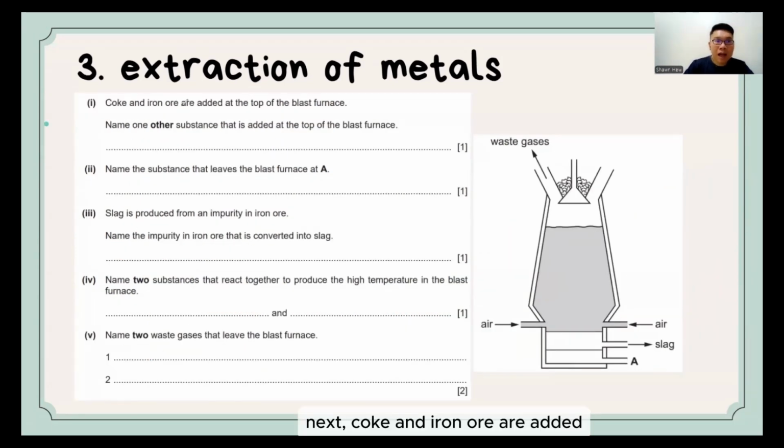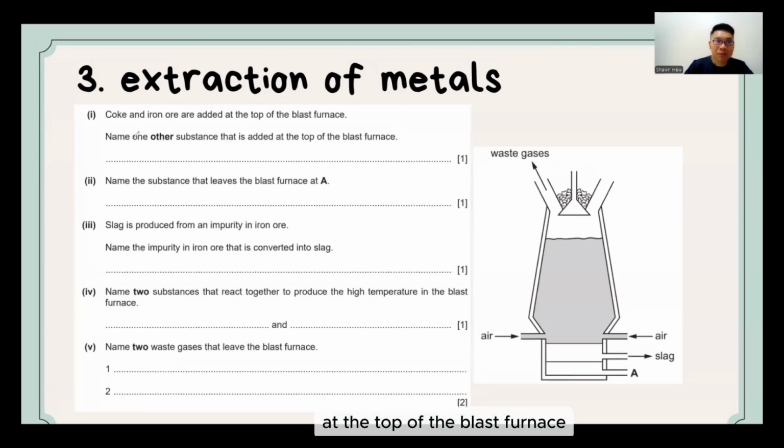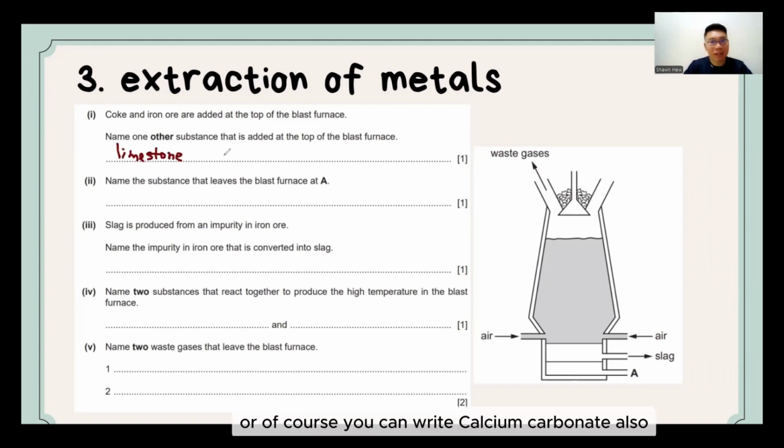Next, coke and iron ore are added at the top of the blast furnace. Name the other substance that is added together. So it's limestone. Or of course, you can write calcium carbonate also. And then name the substance that leaves the blast furnace at A. The most bottom part is the highest density part, which is molten iron, or you can just write iron.